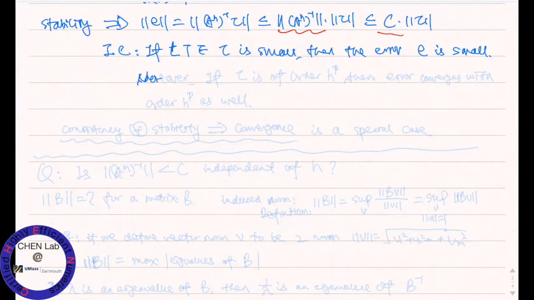Moreover, if tau is of order h to the p, like what we just showed, where p is 2, we showed tau is of order h squared, then the error converges with order h to the p as well, because E is less than C times tau, and tau is order h to the p, and C has no h in it, so E is also h to the p.